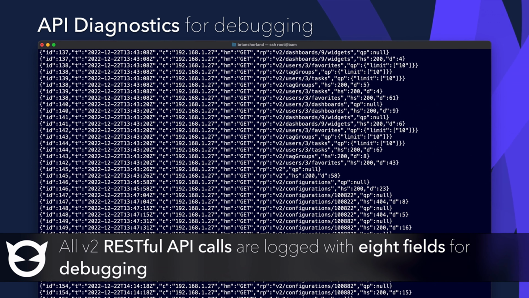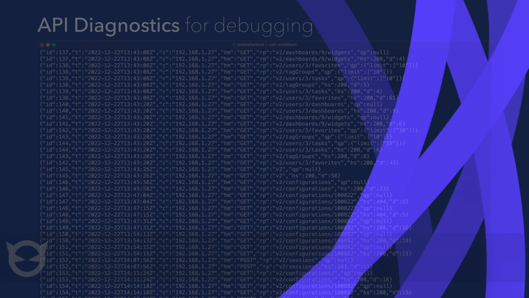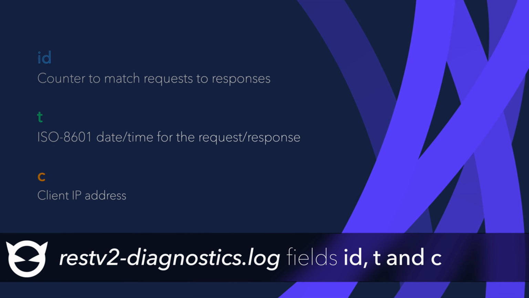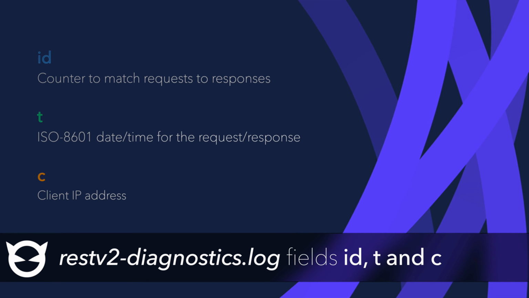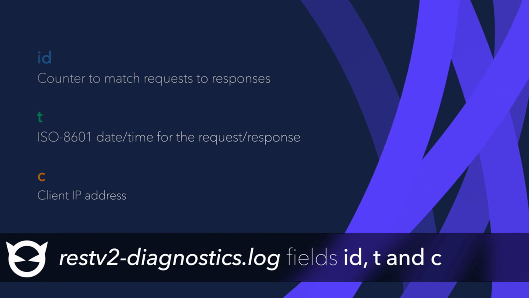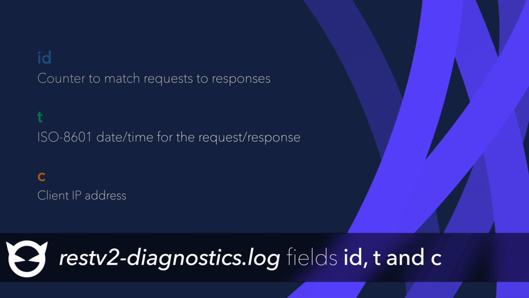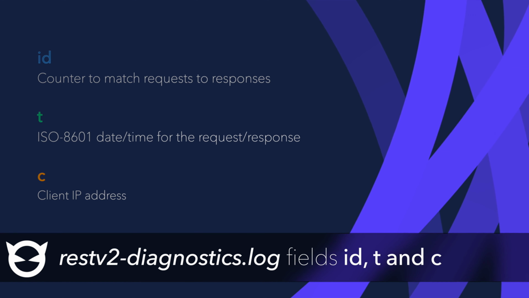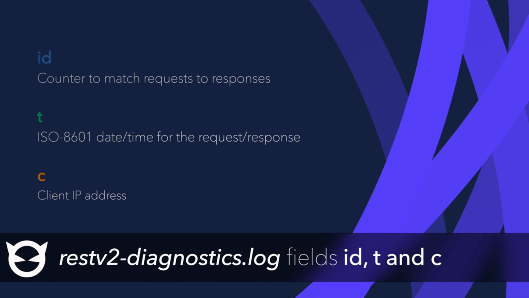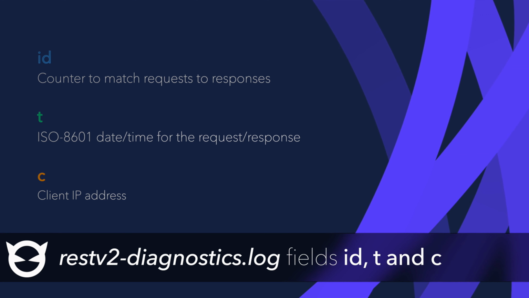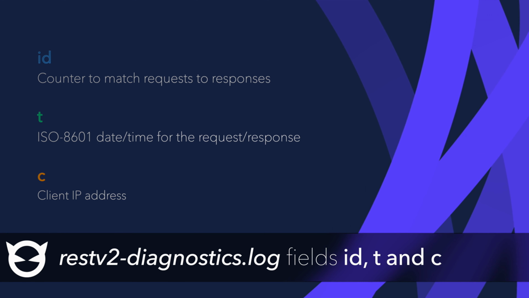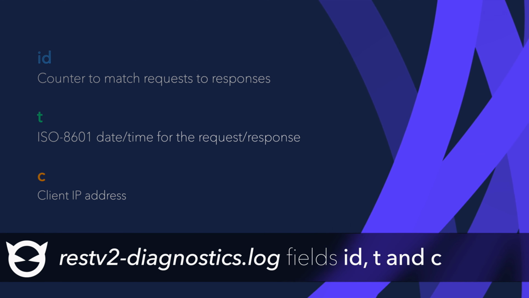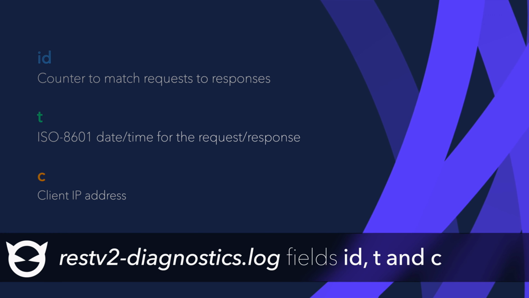Per RESTful API call made, there are 8 fields provided in the diagnostics output, and the purpose of each of these fields will now be outlined. The first field provided is a simple counter called ID. This is used to identify API calls in sequential order. The next field in the output, the T field, is an ISO 8601 date-time formatted string for documenting when the API call was executed. And the third C field is the IP address of the client which made the API call.